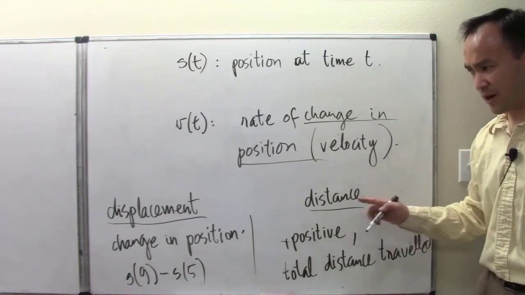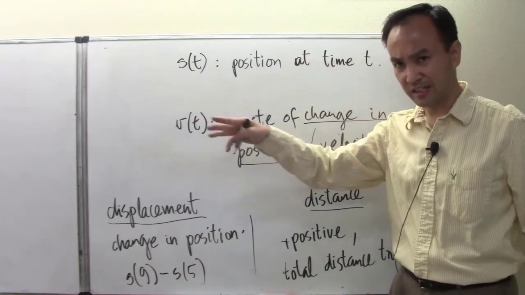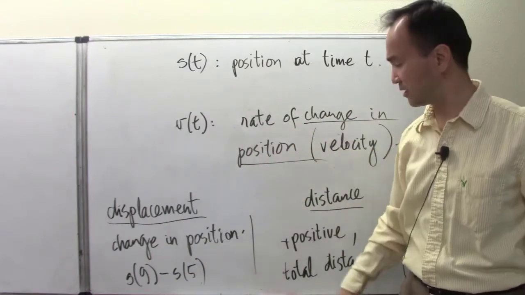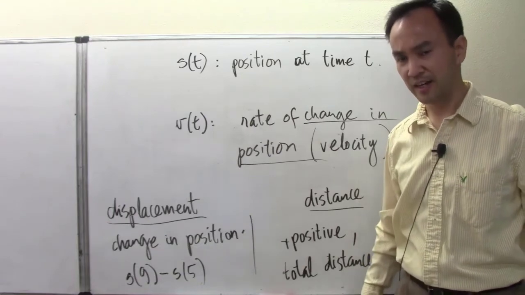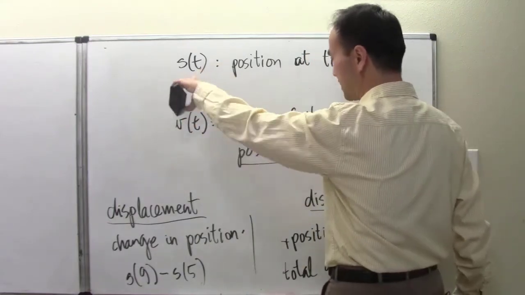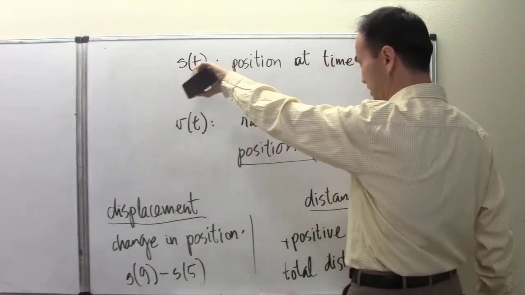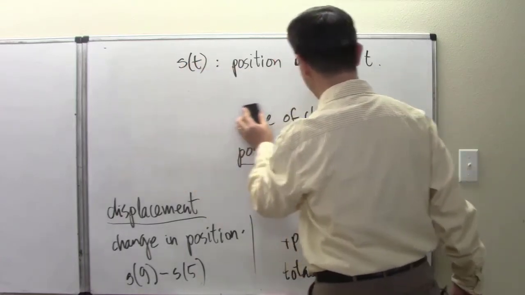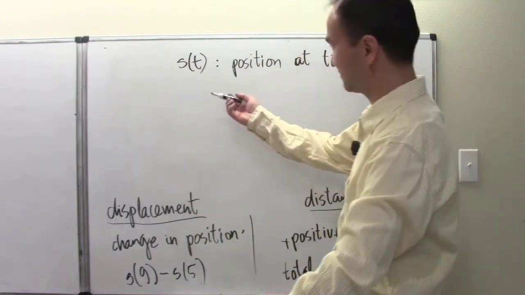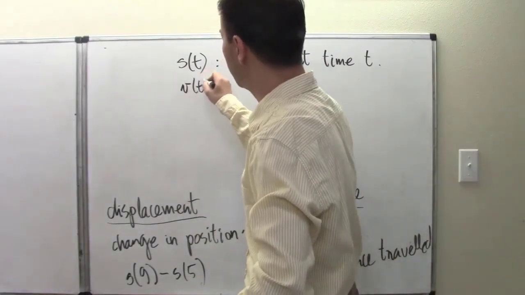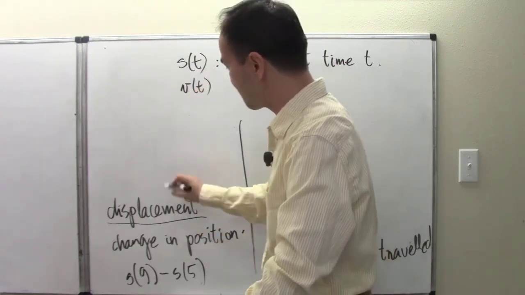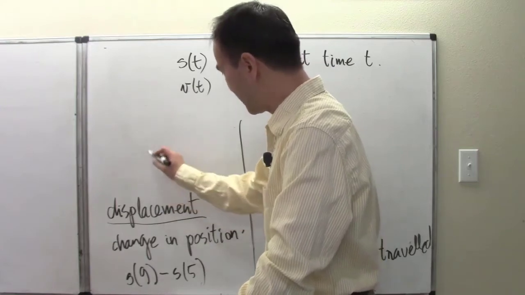So why did I bring up velocity and speed, and all of a sudden drive people's attention away to displacement and distance? Here's the thing. Starting out with the position function, the instantaneous rate of change of the position function is known as the velocity, v of t. So here I split into 2 columns.